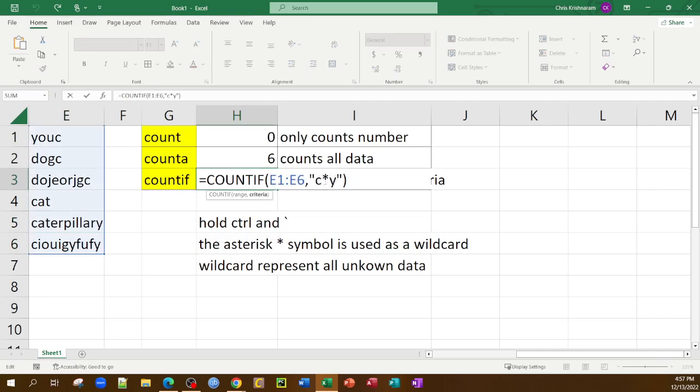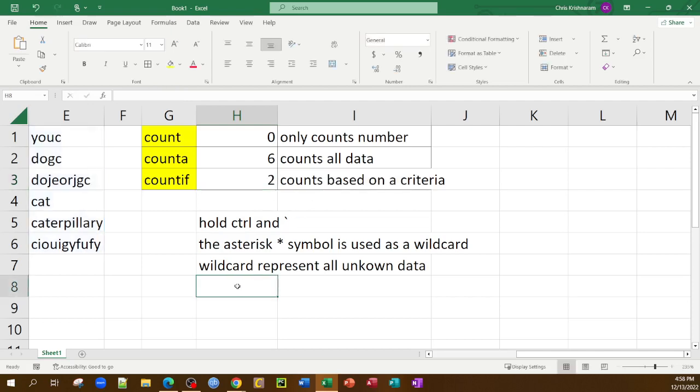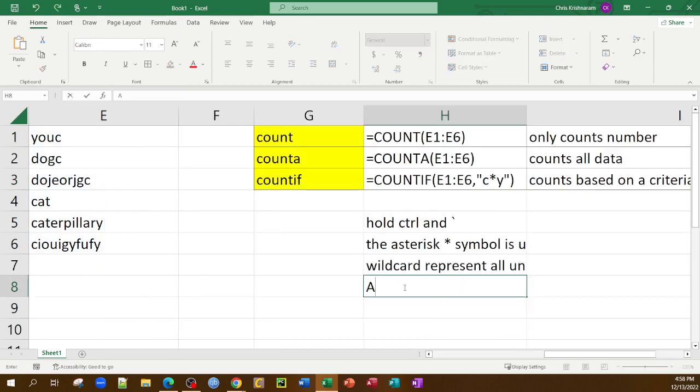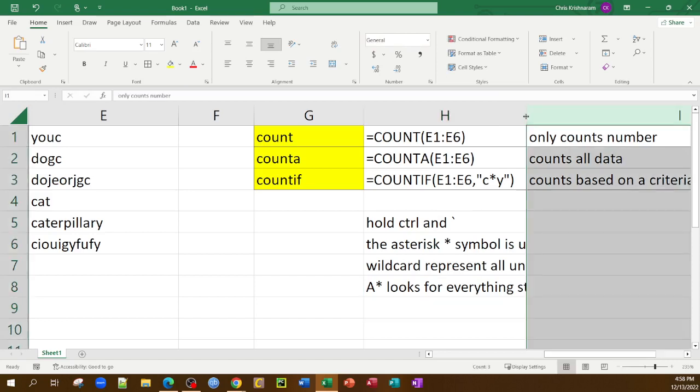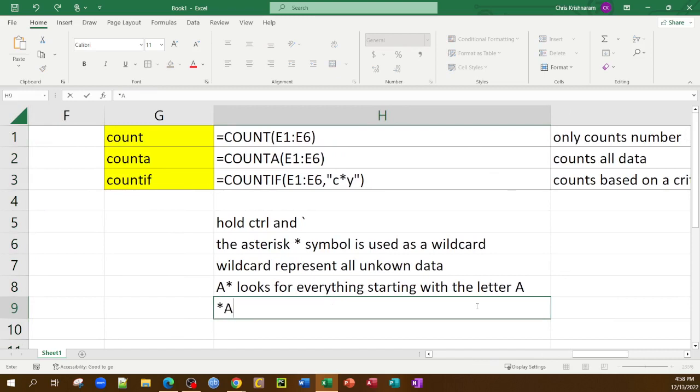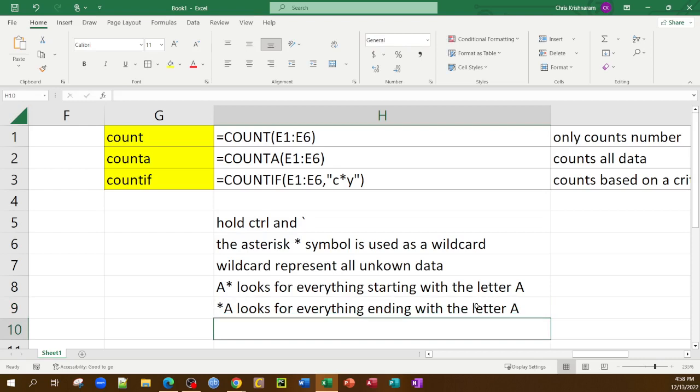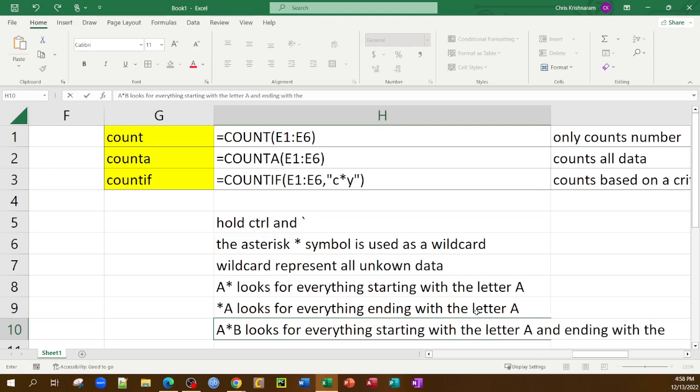So you can try this here also. The wildcard is going to go into the center and look for anything that starts with that particular letter and ends with that particular letter. So try that. So A asterisk looks for everything starting with the letter A. Asterisk A looks for everything ending with the letter A, and A asterisk A, or put B, looks for everything starting with the letter A and ending with the letter B.